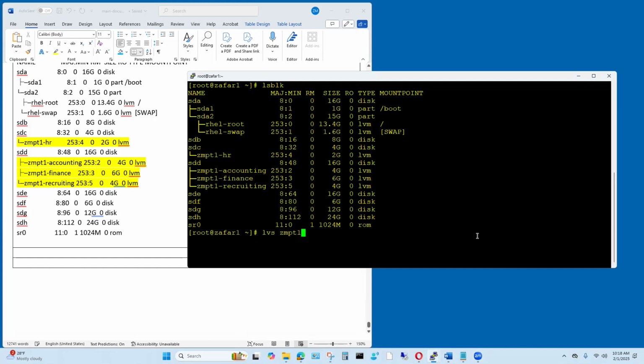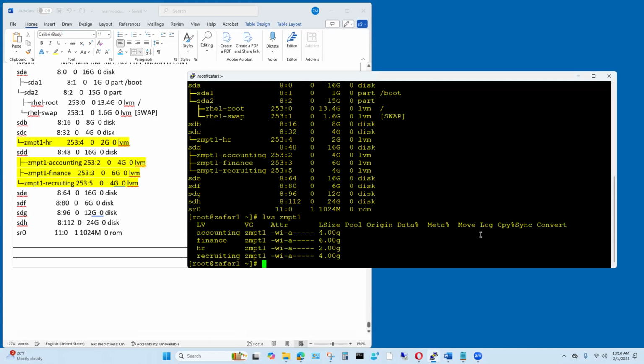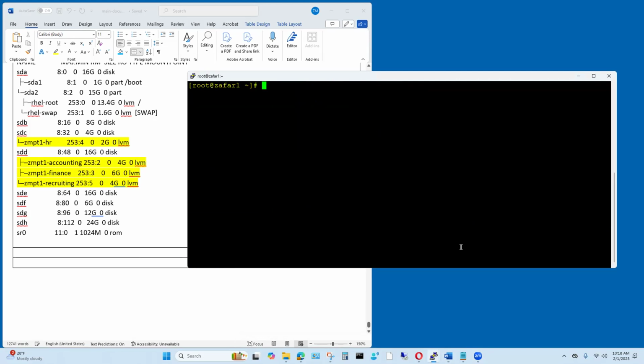So let me type LVS ZMPT. It says logical volume show ZMPT1. Okay. Now, what is the use here? We can't use it yet. To make it usable, you have to format it. Now we have to put the flooring actually. Like we format a hard drive, then we process it all.